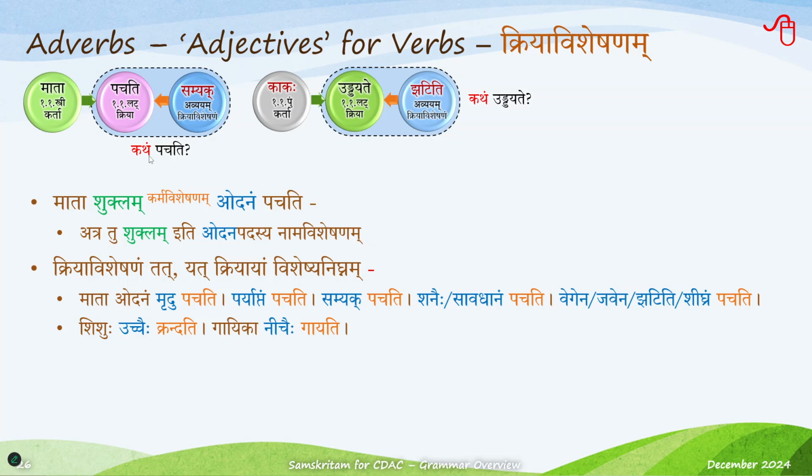Shanaihi gacchati, another type of visheshana. It's not a karana karaka. It is a kriya visheshana sambandha. So that is the adverbs. Kakah uddayate, crow flies. It's an atmanepadi dhatu, flies. Kakah jhatiti uddayate, rapidly it flies, like that. Instantly, rapidly, quickly, in this sense.